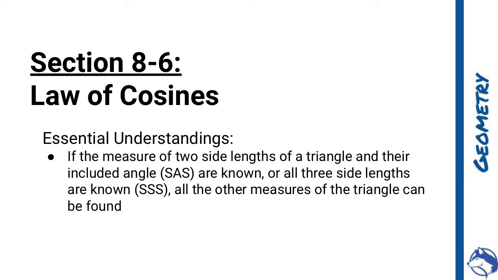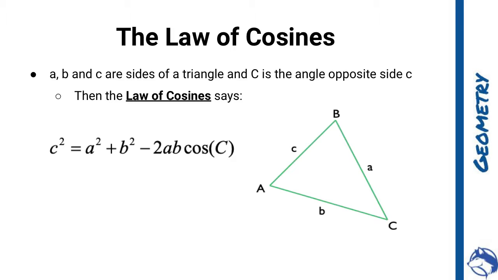Alright, we got the law of cosines here. So if we have the measure of two side lengths of a triangle and an included angle, so that's the angle in between the two sides, or if we have all three side lengths, all of the other measures of the triangle can be found using the law of cosines.